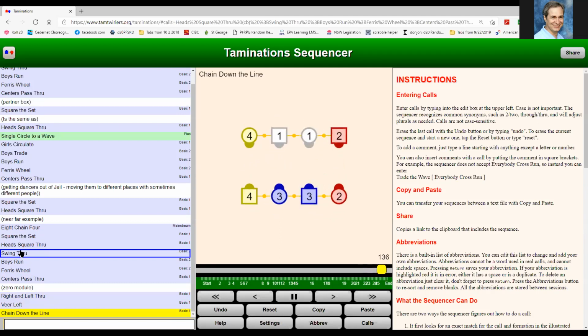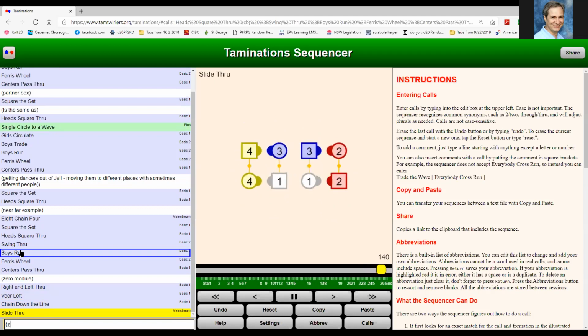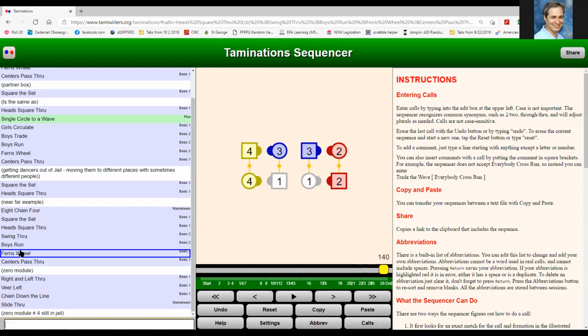Slide through. And we're back to the corner box, but that number 4 couple has been stuck at that left-hand side. Now, how about touch a quarter?